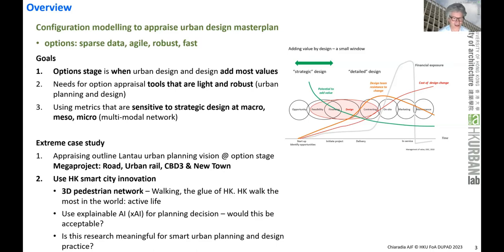Hong Kong has a different kind of data. In particular, it's got a 3D pedestrian network. And the question as well is: can we use explainable AI to predict? Because AI is pretty good at predicting. Explainable is a different question, and then we will see how that process might be meaningful as well.